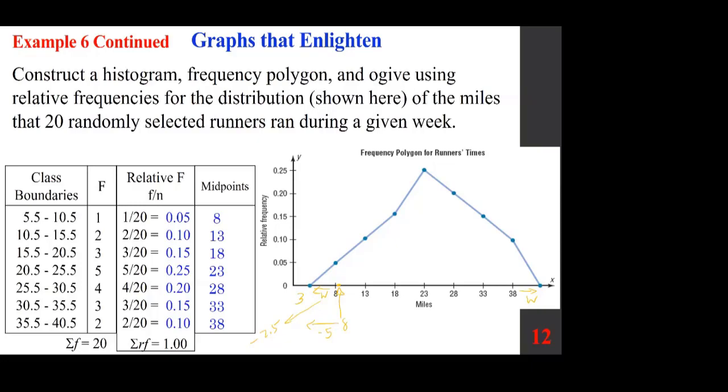Yes. All right. For frequency polygons, do you always use the midpoint? Yes, yes. Okay. This is how we graph polygons. All right, let's go to the ogive.